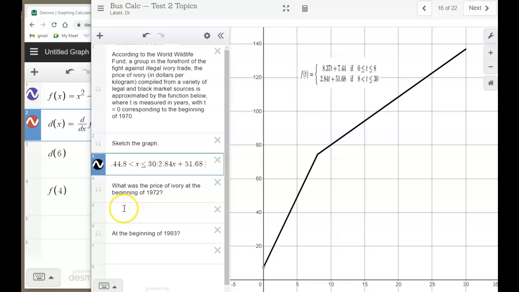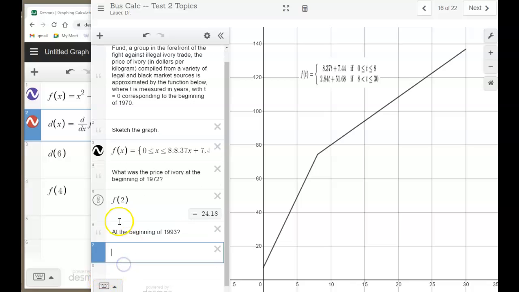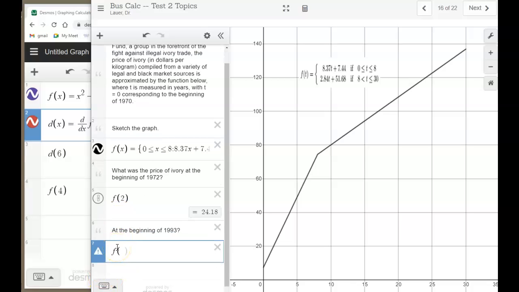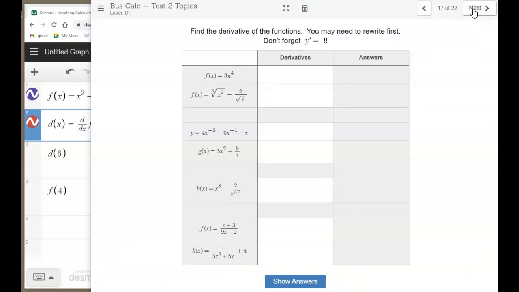And then what was the price of ivory at the beginning of 1972? Well, 0 corresponds to 1970, so f of 2 would give me 1972. That's 24.18. Then at 1993, 1993 would be 23, right? f of 23. So we get 117. So we could actually put that point on the graph, but it's not necessary. You'll probably have to write these answers on paper, but you'll be given the sheet to look at for the test. For the next one, we want to find the derivatives of each one of these things.